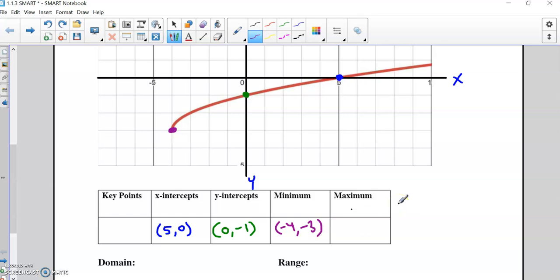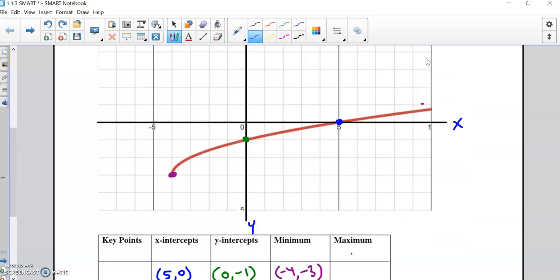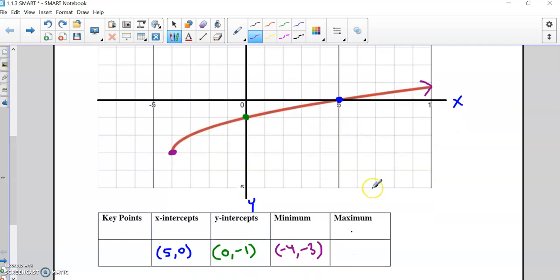Now, for our maximum, keep in mind that anytime your graph goes off the screen like this and there's no ending point, you can imagine there to be an arrow here. That means this graph is going to go on forever and ever. It's never going to stop. Because it's going to keep getting higher and higher, we don't have a maximum.